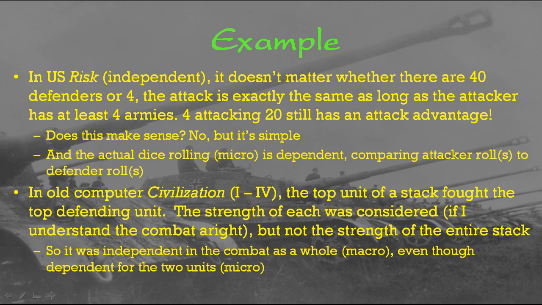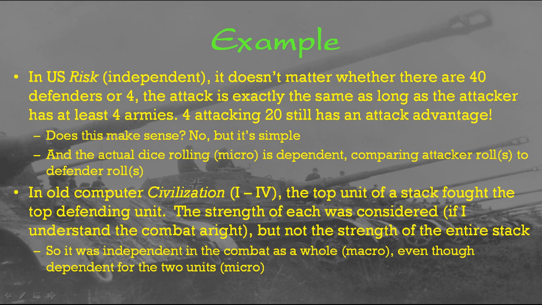For example, in US Risk, which is independent macro combat, it doesn't matter whether there are 40 defenders or 4 defenders. The attack is exactly the same as long as the attacker has at least 2 armies. 4 attacking 20 still has the attack advantage. 4 attacking 100 still has the attack advantage. The attacker is more likely to win a particular battle. Does this make sense? No, but it's simple. Now the actual dice rolling in the US version of Risk is dependent because you're comparing the 3 attacker rolls, or up to 3, with the up to 2 defender rolls.